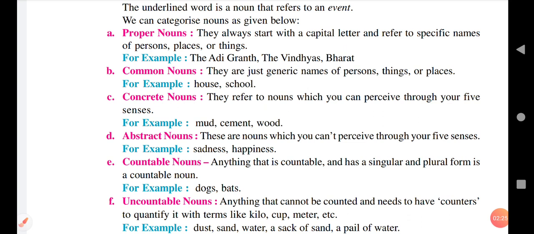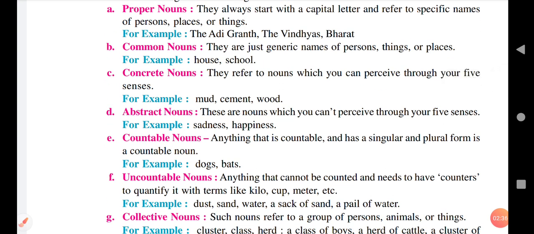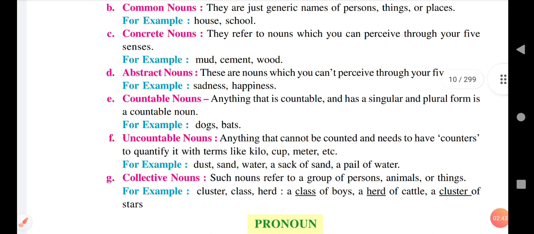D. Abstract nouns. These are nouns which you can't perceive through your five senses. For example, sadness, happiness. E. Countable nouns. Anything that is countable and has a singular and plural form is a countable noun. For example, dogs, pets. F. Uncountable nouns. Anything that cannot be counted and needs counters to quantify it with terms like kilo, cup, meter, etc. For example, dust, sand, water, a sack of sand, a pail of water.